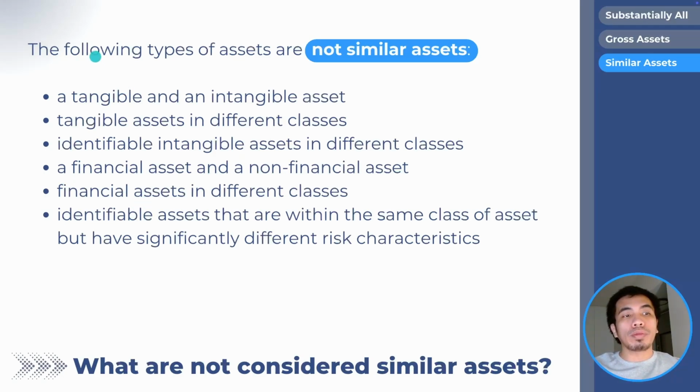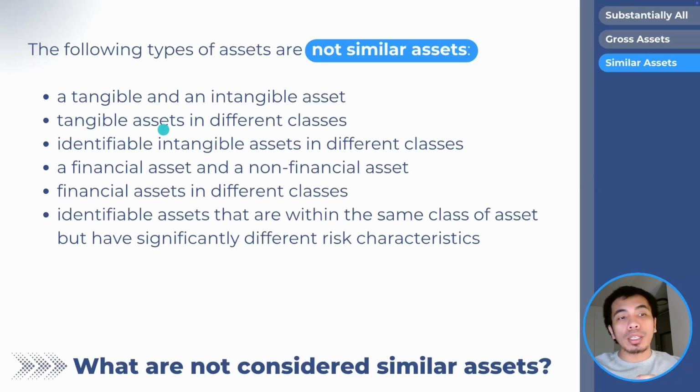So first one, we have a tangible and an intangible asset. So you cannot consider similar assets if one is tangible and the other one is an intangible asset. For example, a factory building and the patents used in production, they are not the same assets, or they are not considered as similar assets for the purpose of the concentration test.